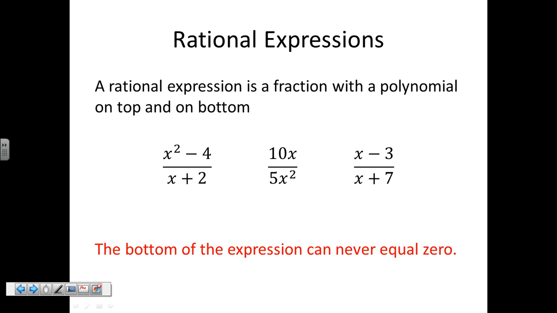Now, as with all fractions, the bottom of these expressions can never ever equal 0. That just doesn't make sense to have a 0 in the bottom of a fraction. So we can never plug in a value for x that might make these rational expressions go to 0 on the bottom. Going to 0 on the top is okay as long as we don't have 0 in the bottom.